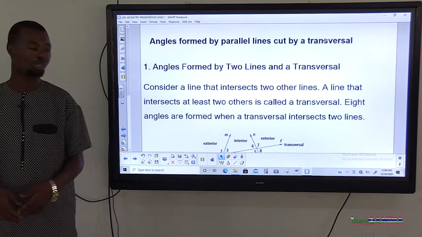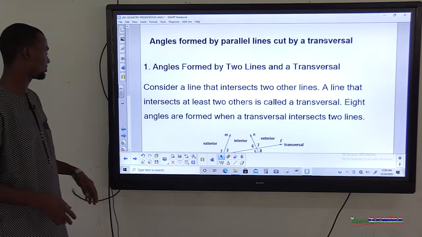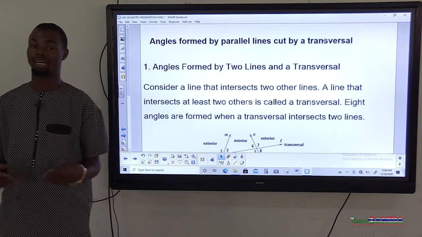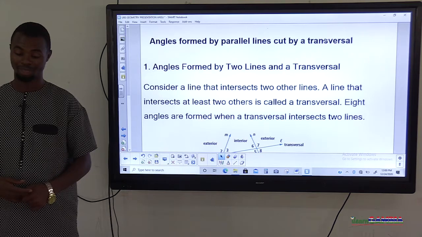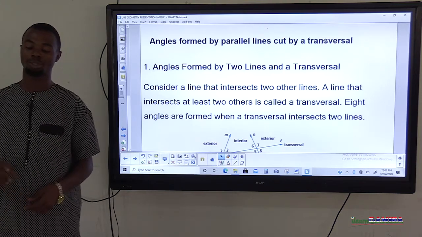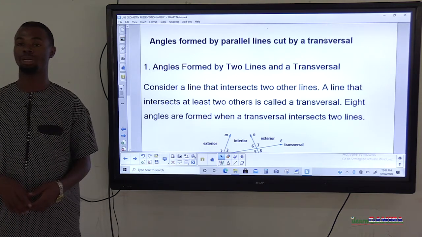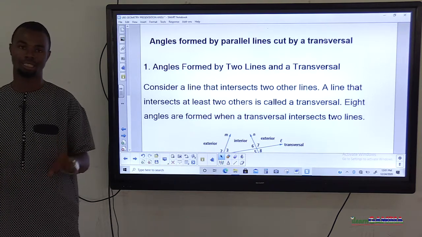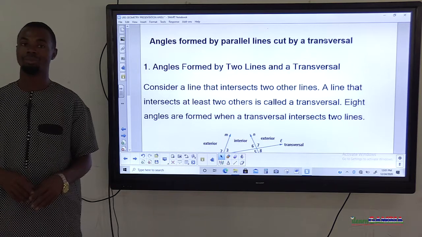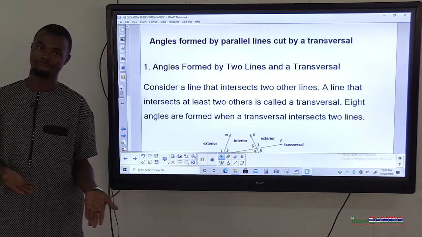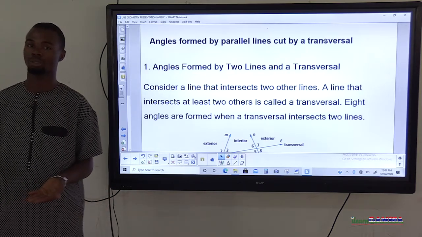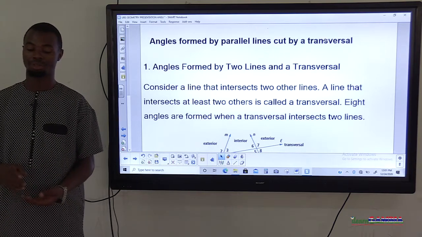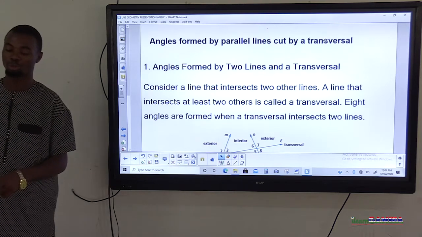Angles are formed when those lines are cut by a transversal. If parallel lines are cut by a transversal, angles are formed. But before we look at the angles formed, let's consider angles that are formed when two lines are cut by a transversal, not necessarily parallel. We have just two lines. When they are cut by another line, that line that cuts two or more lines is called a transversal line. We consider a line that intersects two lines.